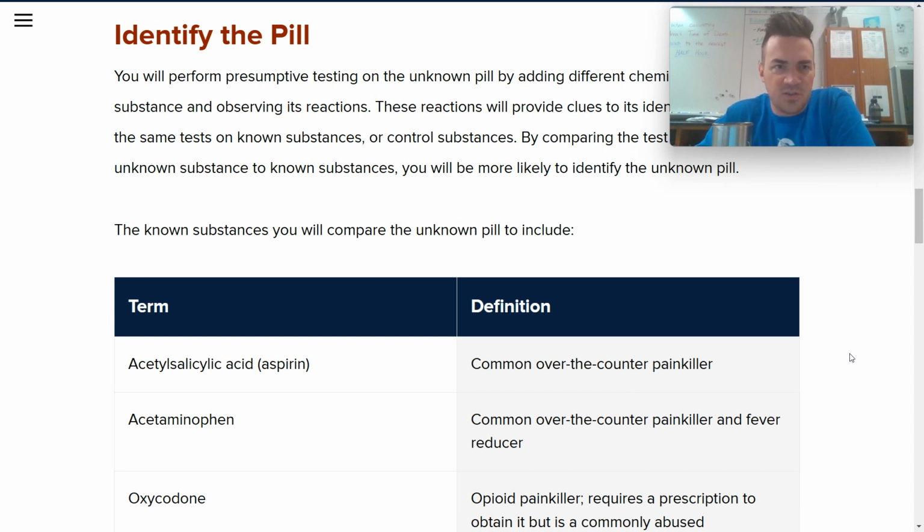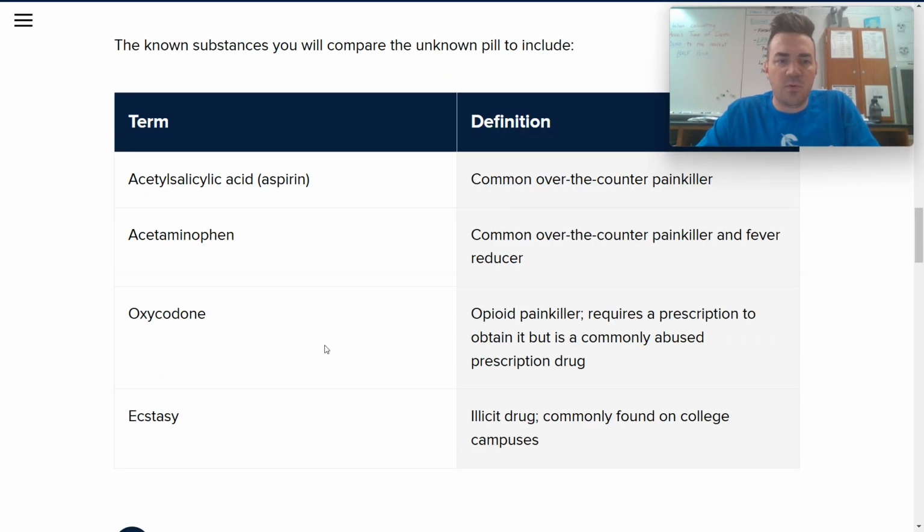Okay, a few just need to knows and a bit of an introduction to the forensic toxicology lab in which you're going to be trying to identify the pill found in Anna's stomach. During this lab, you are going to be testing the pill found in Anna's stomach as well as four common potential identities for that pill, including acetylsalicylic acid, it's a tough one, which is aspirin, acetaminophen, which is also known as Tylenol, oxycodone, and ecstasy.